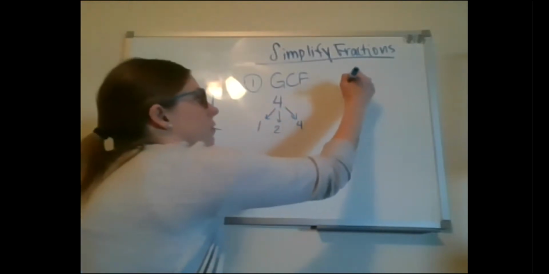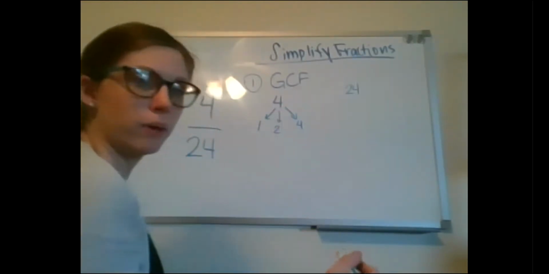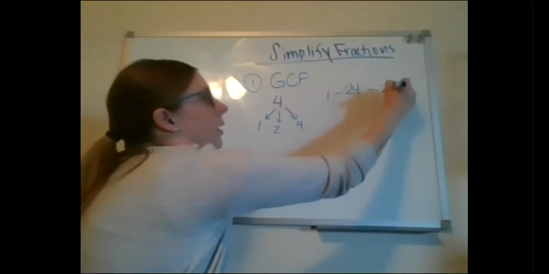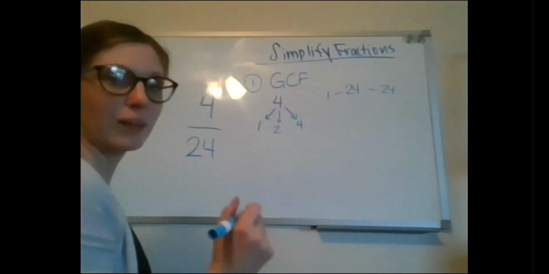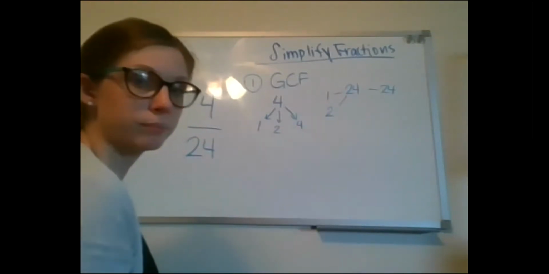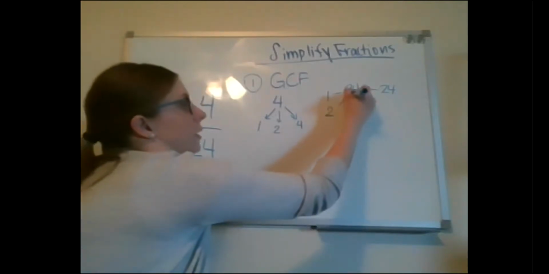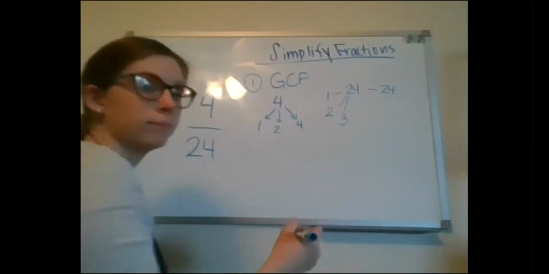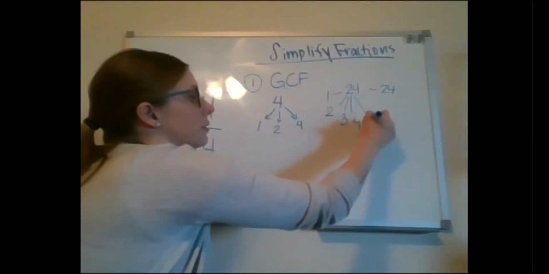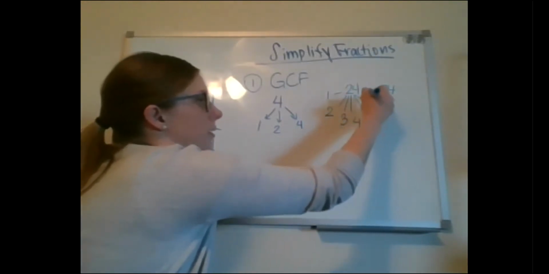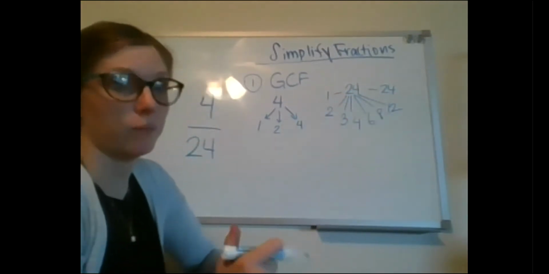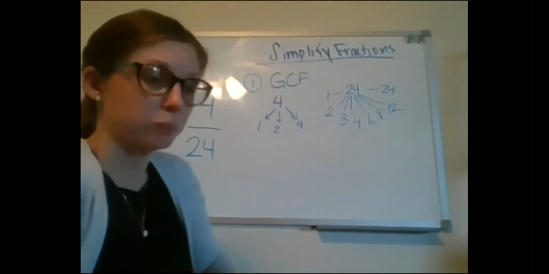Now we're going to do the same thing for 24. All numbers that can multiply into it. Remember, we can always start with 1 and the number itself, which is 24. This is an even number, so it can be divided by 2. This number can also be divided by 3. Can be divided by 4, 6, 8, and 12.